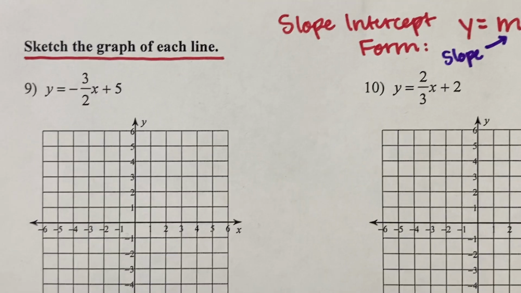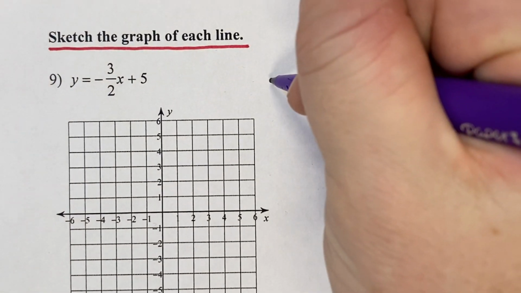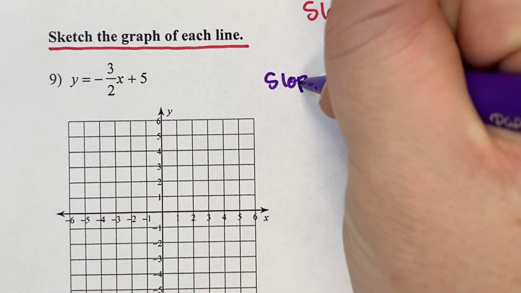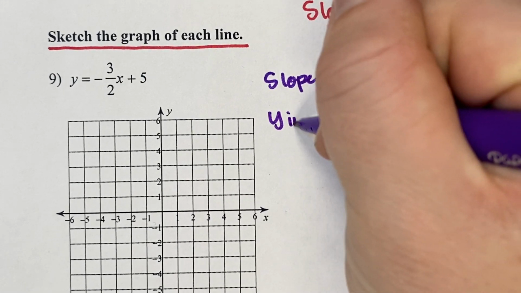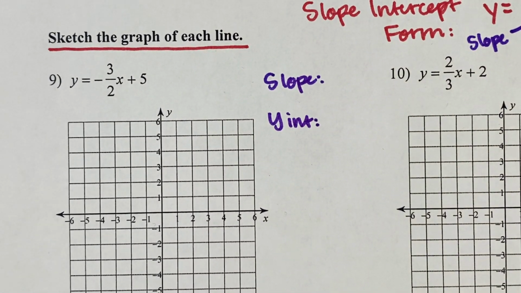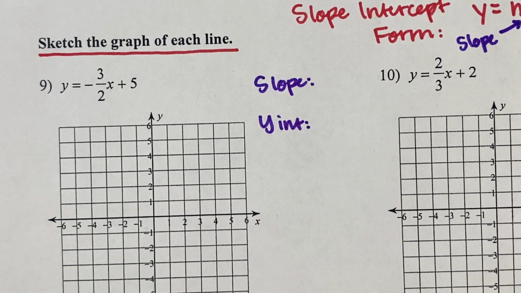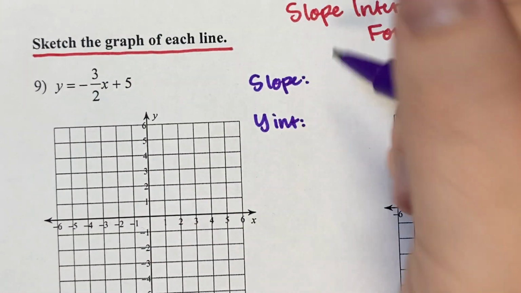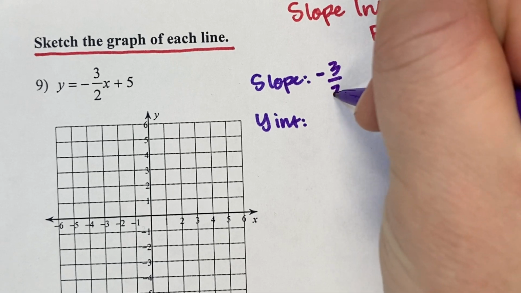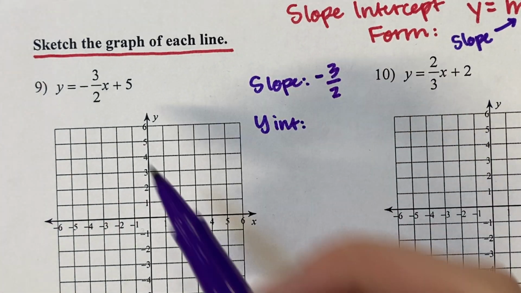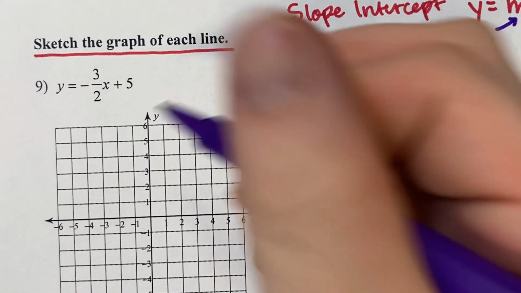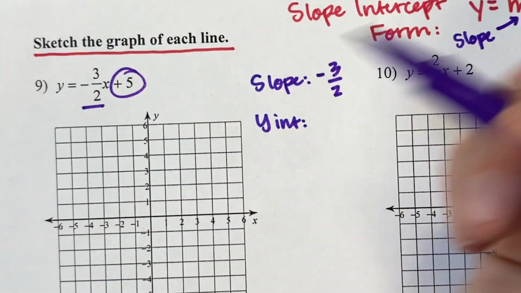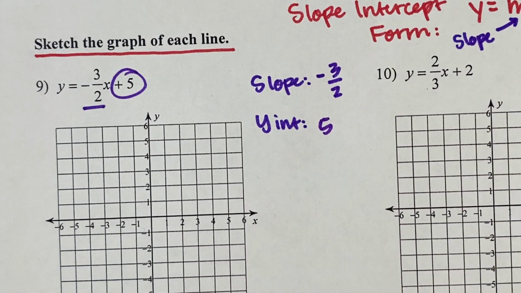Okay, so let's look at number 9. In order to graph this guy, we need to identify our slope and our y-intercept. My slope is in front of my x, so it's going to be negative 3 over 2. My y-intercept's on the end, so I'll underline that. Y-intercept's on the end, positive 5.